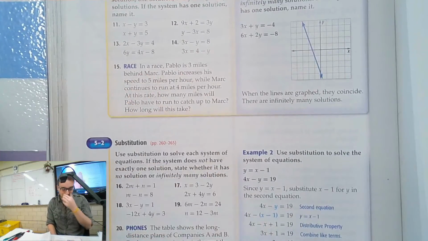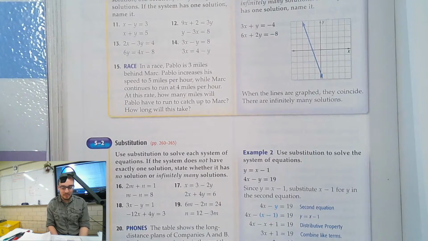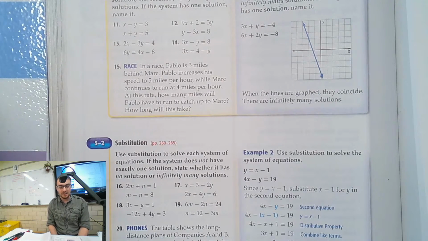Race. In a race, Pablo is 3 miles behind Mark. Pablo increases his speed to 5 miles per hour, while Mark continues to run at 4 miles per hour. At this rate, how many miles will Pablo have to run to catch up to Mark? How long will it take?